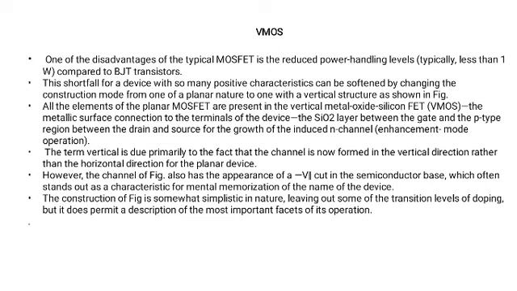The elements present in planar MOSFETs are also present in the vertical metal oxide silicon FET, with an SiO2 layer between the gate and the p-type region that is formed between the drain and the source. The term vertical is used because the channel is now formed in the vertical region rather than the horizontal region, and this region is cut in the semiconductor base.